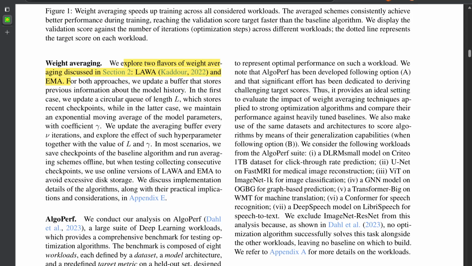The second main one is exponential moving averaging, or EMA. This maintains an exponential moving average, giving more weight to the most recent parameters using a discount factor, usually called gamma or beta. EMA, I've definitely seen that mentioned with GANs and diffusion models. Absolutely. It's become pretty much indispensable in areas like high-quality image synthesis. It's key to how models like Stable Diffusion work so well. That's a great distinction. So LAWA and EMA are the two main flavors they looked at.